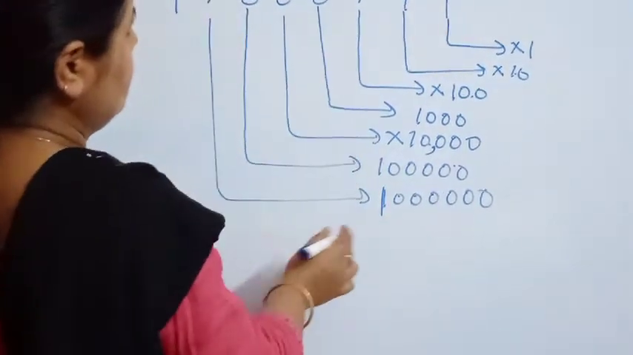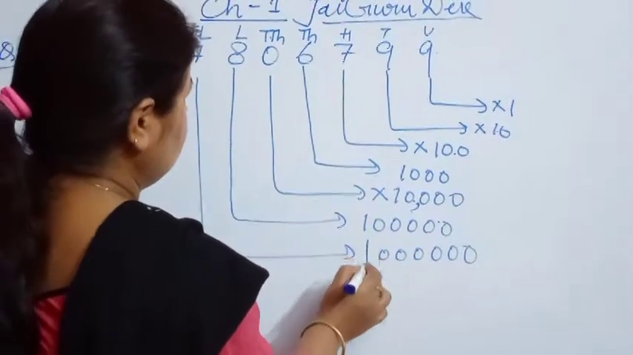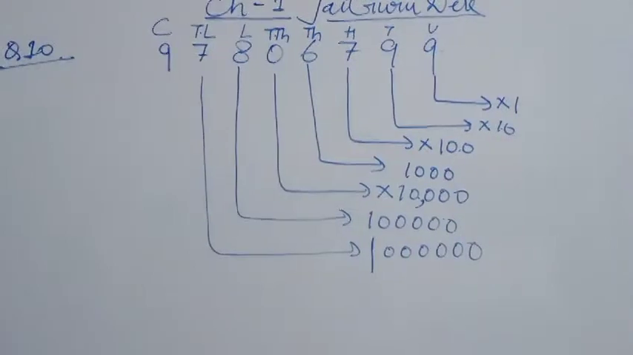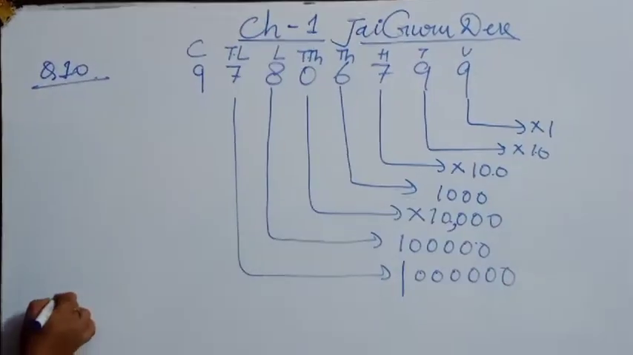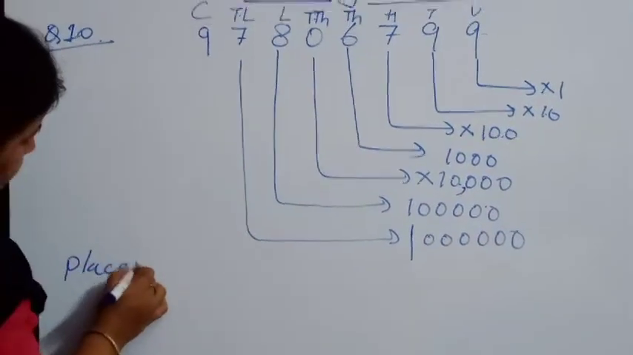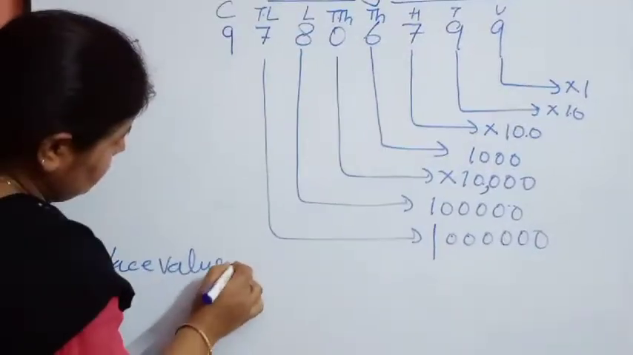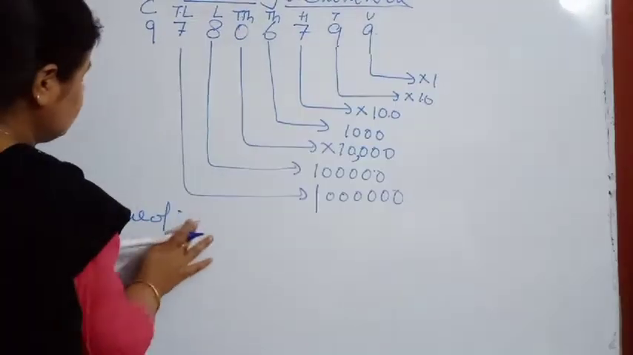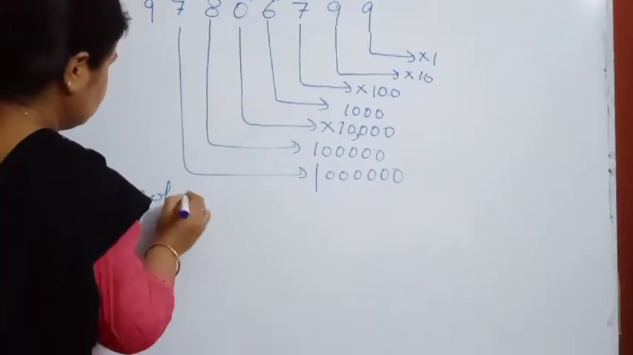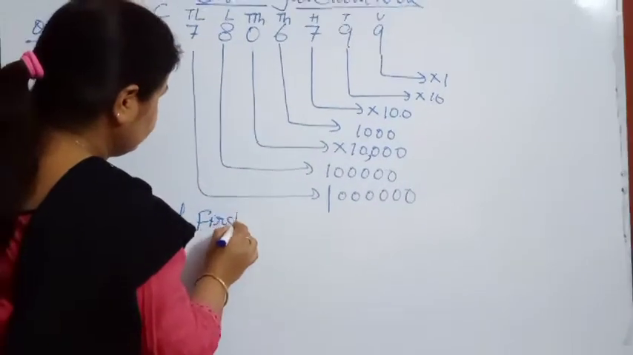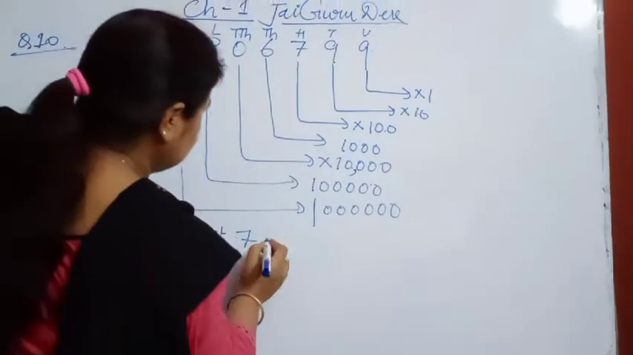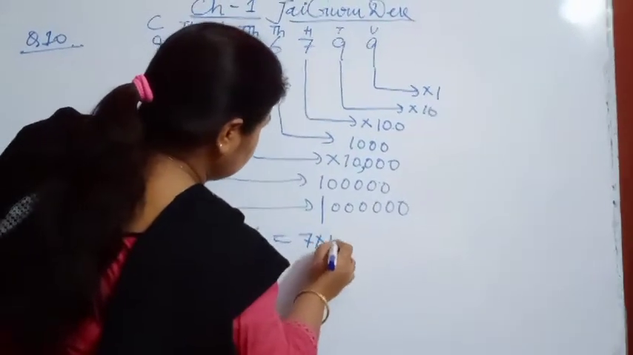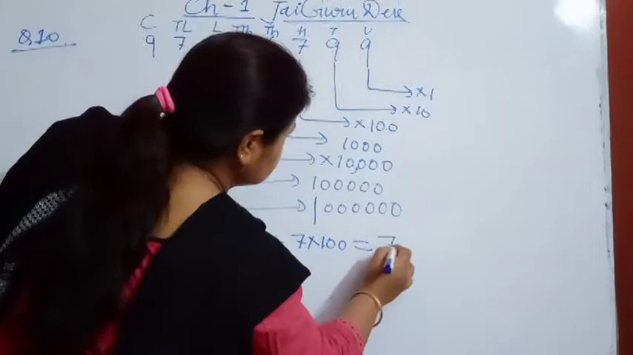Okay. Now see that, beta, you have to find the difference between the place value of 7. First, the place value of the first 7. What will it be? That 7 multiplied by 100, 7 into 100. It will be 700.